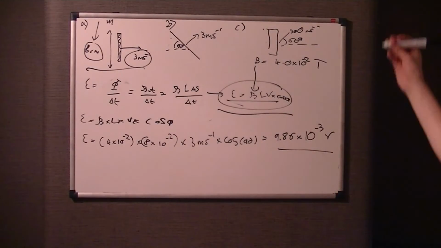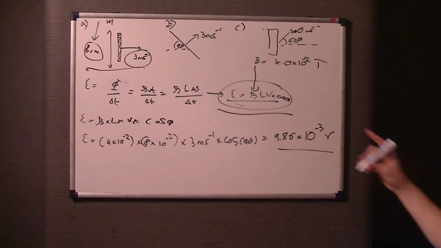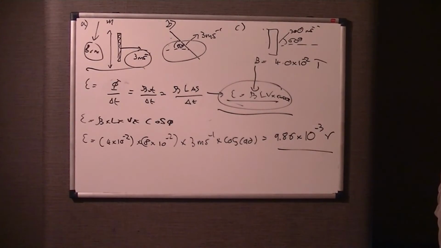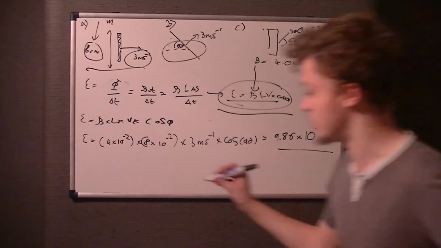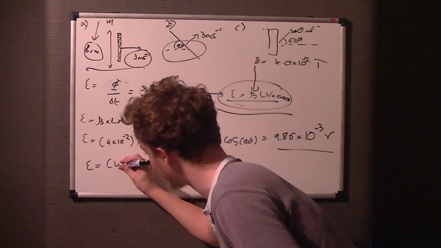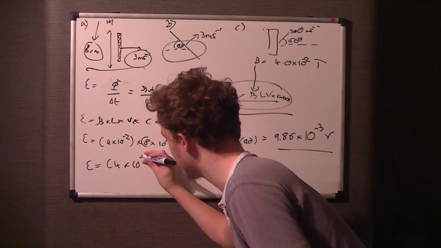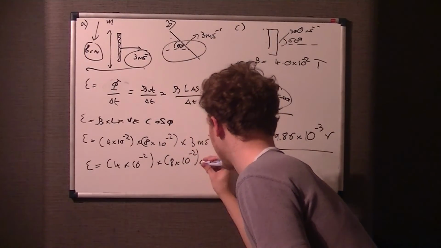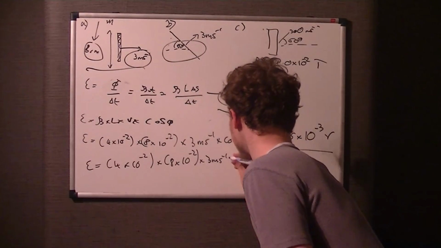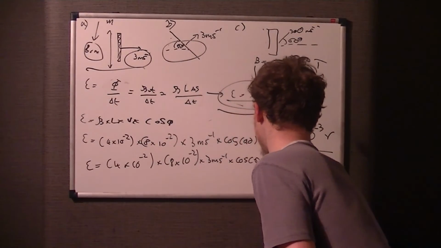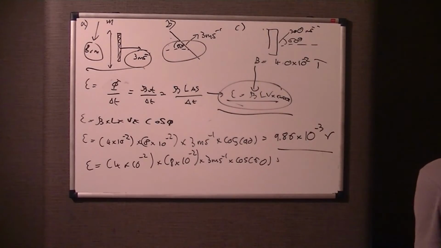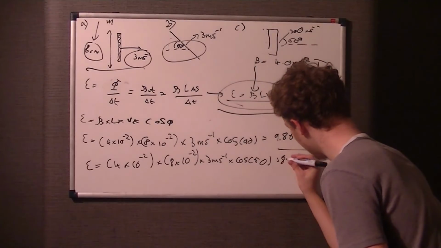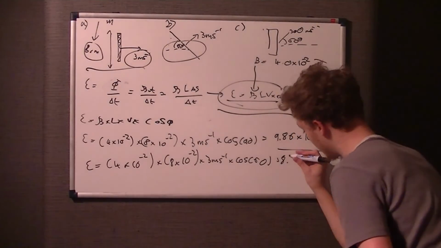Okay, apply the same logic to the other two, and for this one you need to include the angle because it's moving at an angle. So E is equal to 4 times 10 to the minus 2 times 8 times 10 to the minus 2 times 3 metres per second times the cos of 60. And you'd get a value for that of 8.3 times 10 to the minus 3.